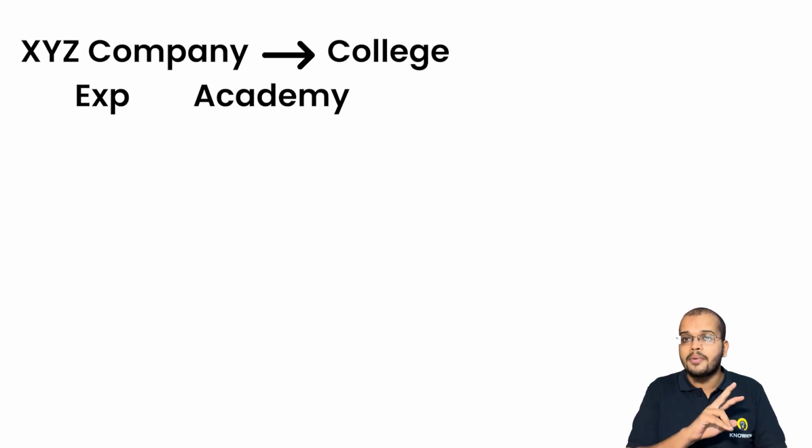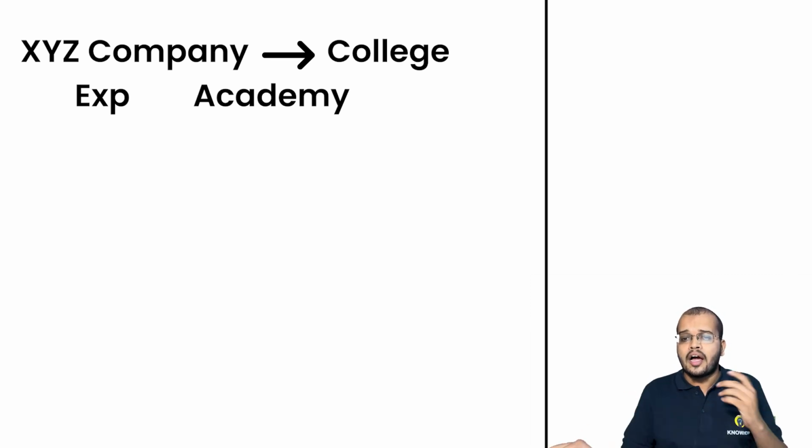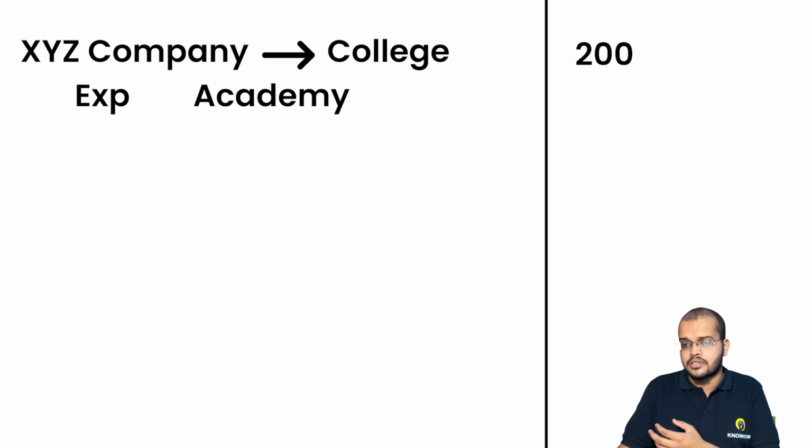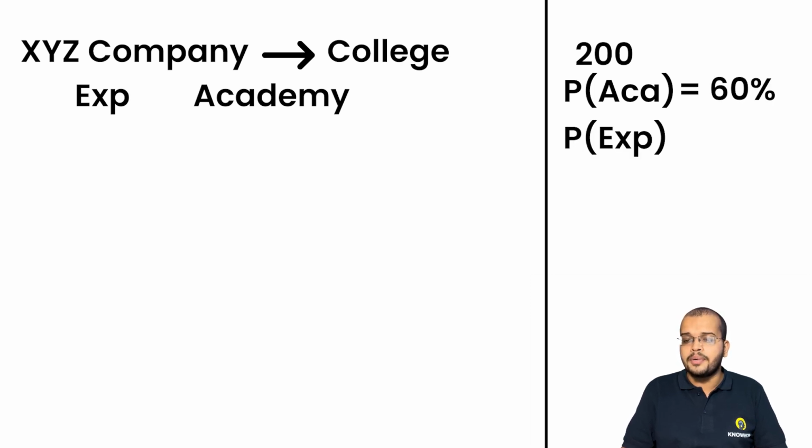So now what's happening between these two? Let us consider that you have given an advertisement that you want to hire some employees and you have got around 200 applications. You have got resumes of those 200 applicants. Out of these 200 applicants, let us consider the probability of people who have a good academic record is 60%, and the probability of people who have experience is 45%.